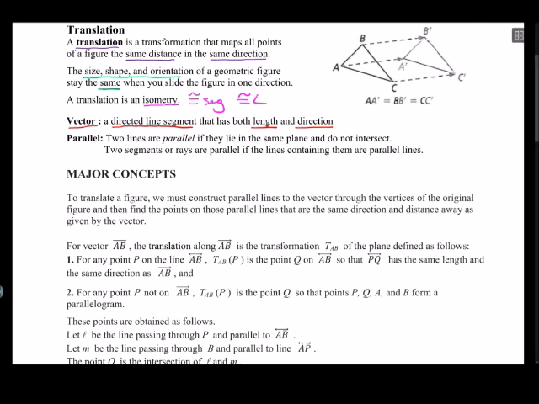Now, a vocabulary word that we already know is parallel. Lines are parallel if they do not intersect. And the thing about our translations here is that because everybody is moving in the same direction, the same distance, all of our vectors here are going to be parallel to each other. So they are not only congruent as far as distance goes, they are also parallel.